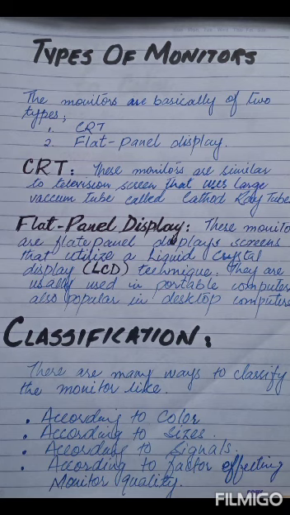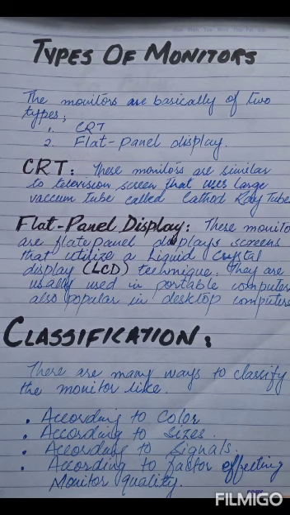Your next heading is types of monitor. The monitor are basically of 2 types. 1. CRT, 2. Flat panel display. Pointer heading CRT: these monitors are similar to television screen that uses large vacuum tube called cathode ray tube. Your next pointer heading is flat panel display: these monitors are flat panel display screen that utilize a liquid crystal display (LCD) technique. They are usually used in portable computers, also popular in desktop computers.